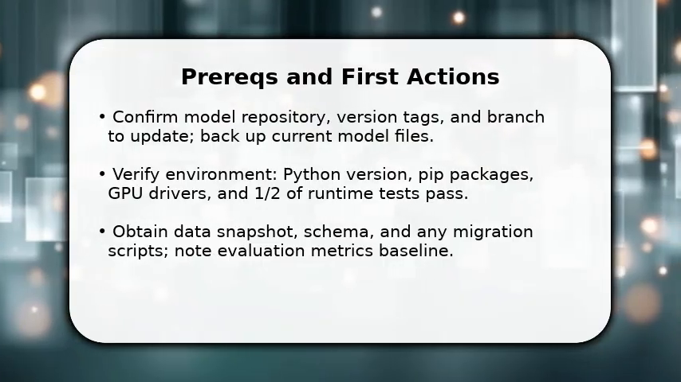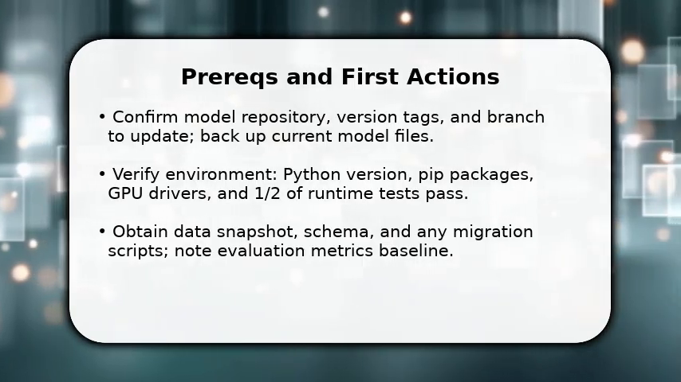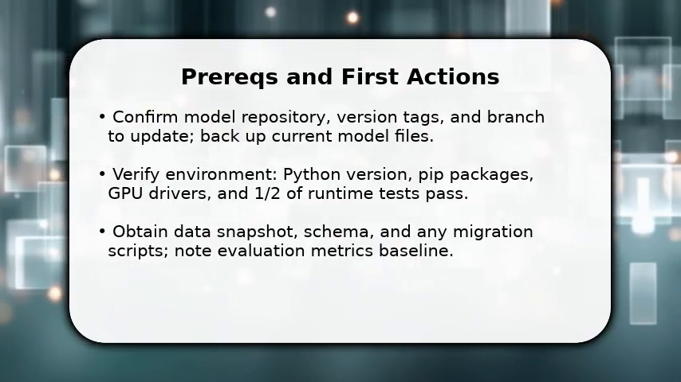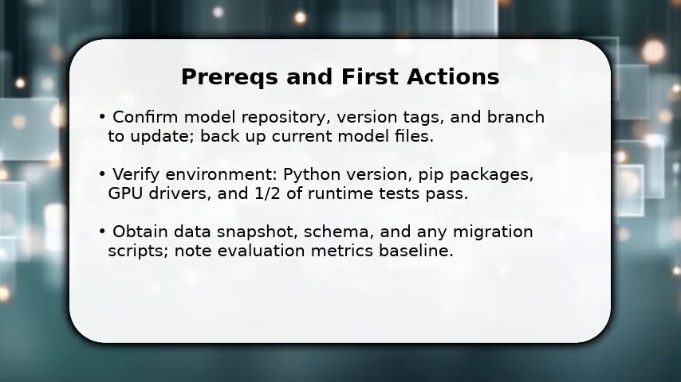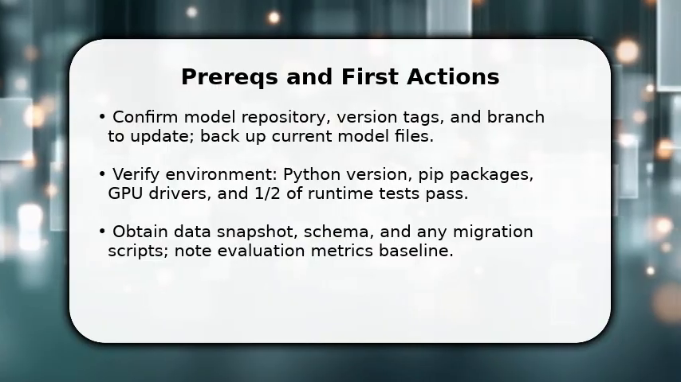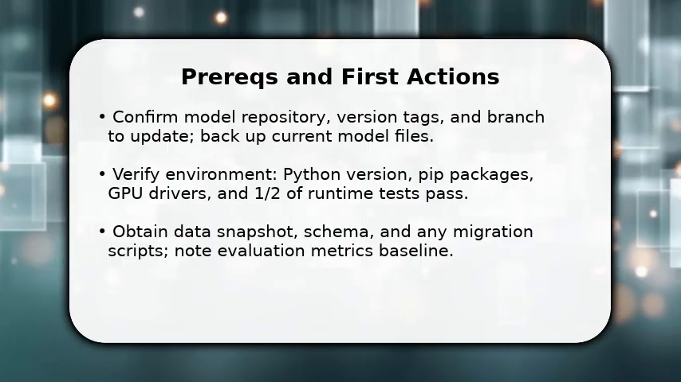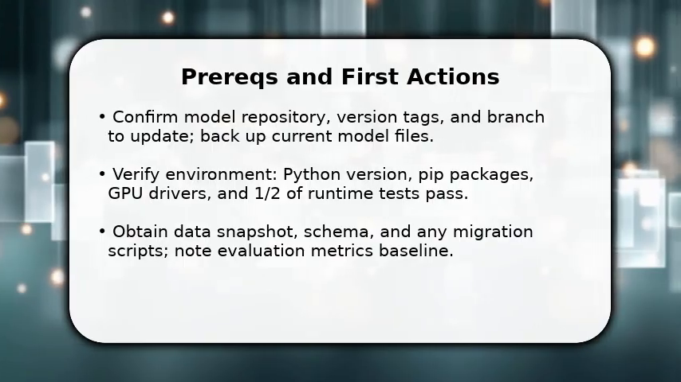You begin by confirming prerequisites and taking immediate protective steps. First, back up the current model and tag the repository so you can revert if needed. Next, make sure your runtime matches required Python and package versions and that GPU drivers are installed. This prevents surprises later. Also, snapshot the dataset and record baseline evaluation metrics so you can measure improvement.